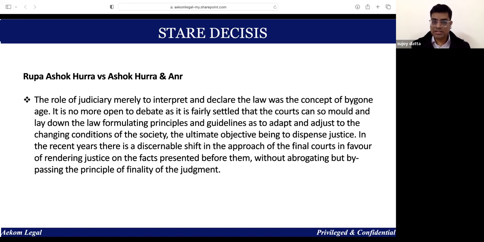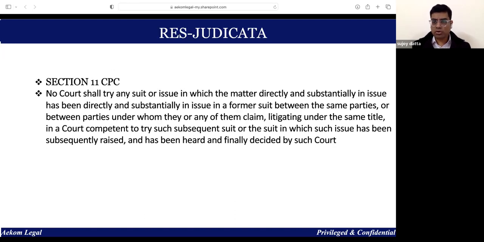In recent years, there is a discernible shift in the approach of the final courts in favor of rendering justice on the facts presented before them without abrogating but bypassing the principle of finality of the judgment. So essentially, over the years, the doctrine of stare decisis has become more of a guiding principle than a binding rule. It is important always to remember that stare decisis is different from res judicata.